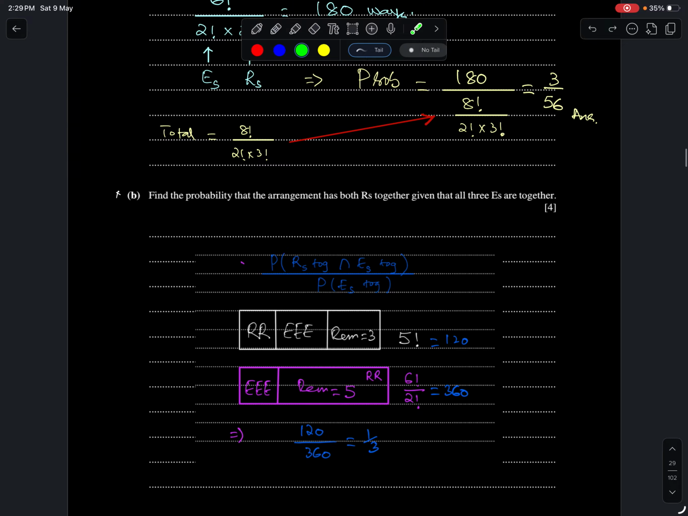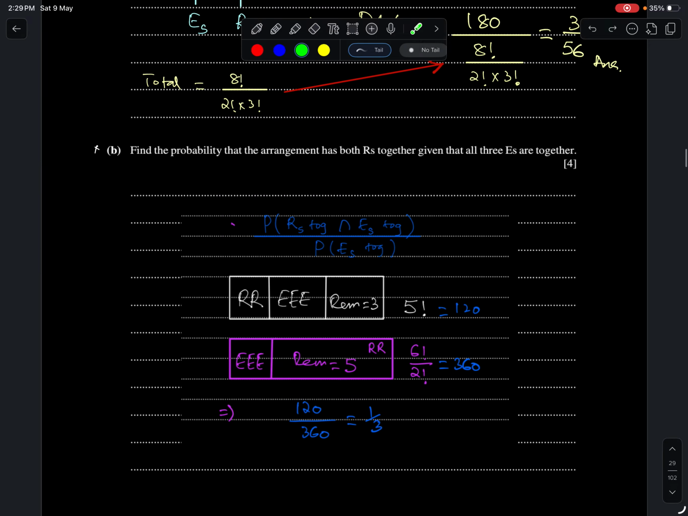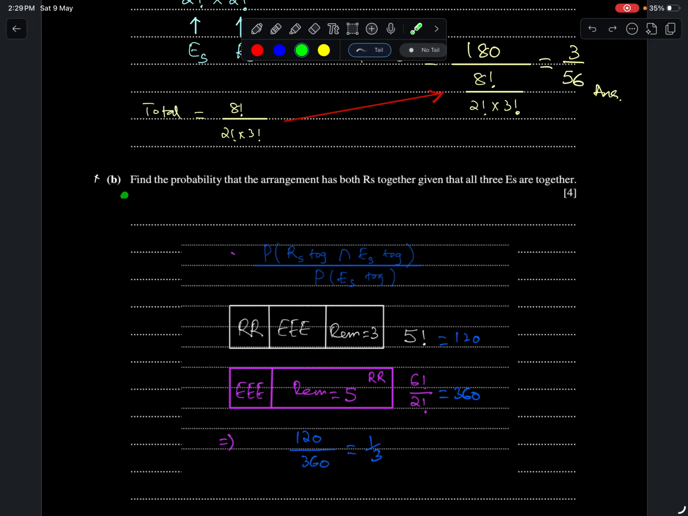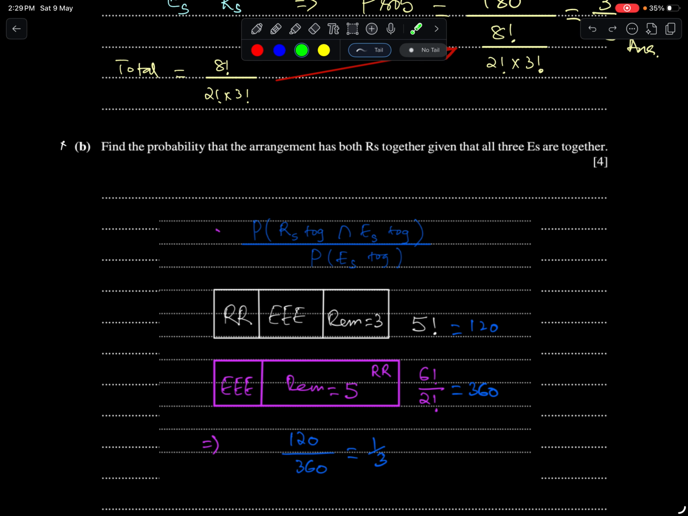Now this question, this is an important question. A similar question of this type came in, I think, March 26. I think so, I'm not sure. Find the probability that the arrangement has both R's together, given that all 3 E's are together. This is conditional probability. Both R's together. A similar question to this, not conditional probability, but with respect to this situation, came in 2026 March.